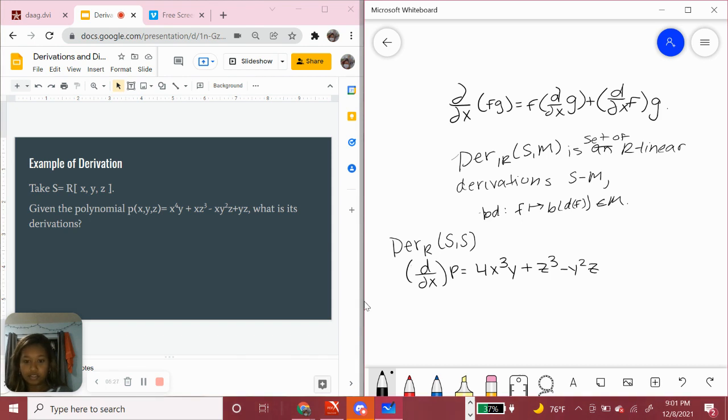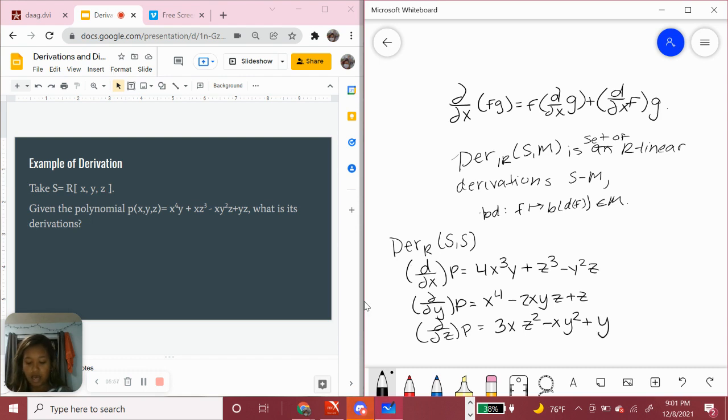Now the next one we're going to do is with respect to y. Again, we're going to get x to the fourth minus 2xyz plus z squared plus z, which is the partial derivative with respect to y. And now the partial derivative with respect to z is going to be 3xz squared minus xyz plus y.